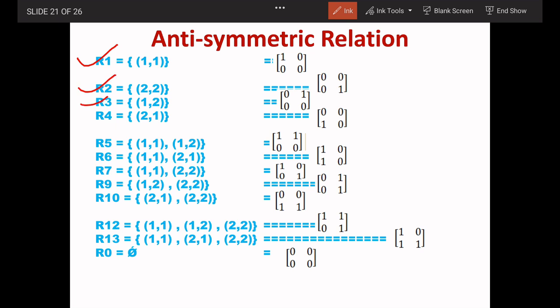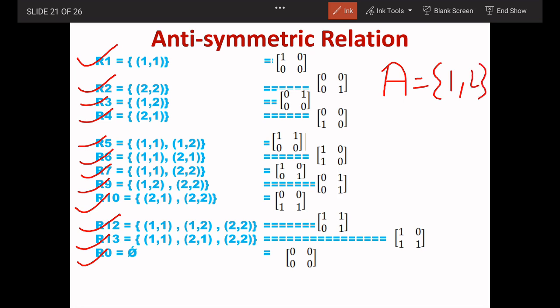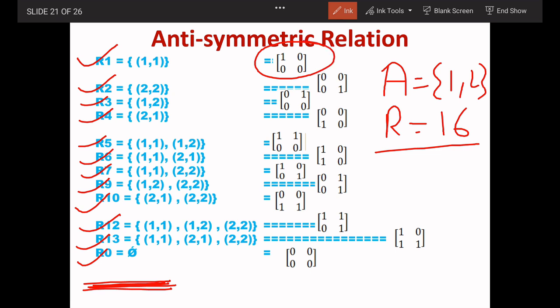R1, R2, R3, R4, R5, R6, R7, R9, R10, R12, R13, and R0. If in my A there are only 2 elements, then the total number of relations is 16. Out of these 16, these are my antisymmetric relations, and this is the matrix representation. Okay, similarly everything we have explained. This is my antisymmetric and this is the matrix representation.